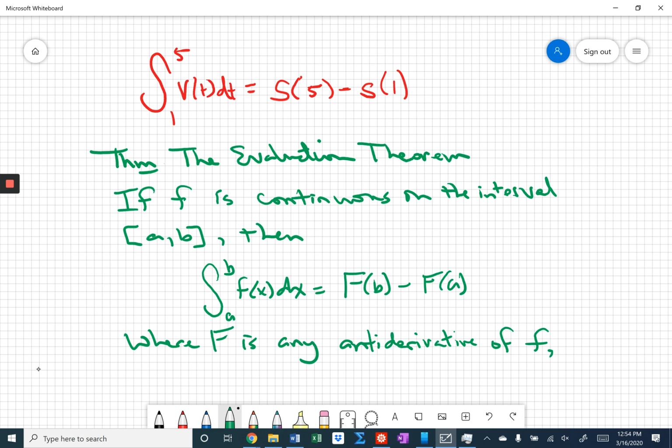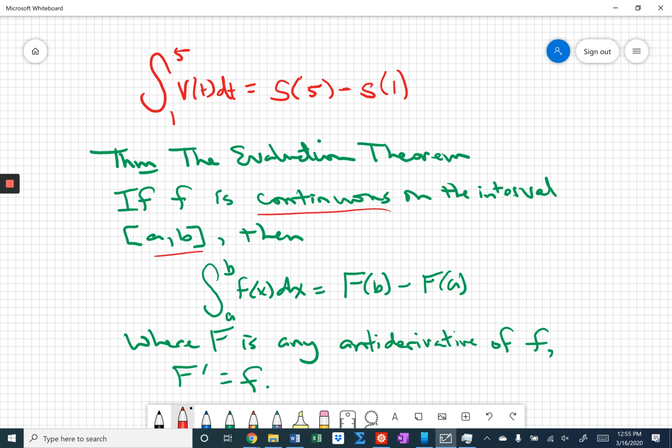Or in other words, that means if I take the derivative of capital F, I get lowercase f. Now, this is a really powerful theorem. As long as we have the function being continuous, that's something that we talked about before, you have to check to make sure the function is continuous on that closed interval AB.